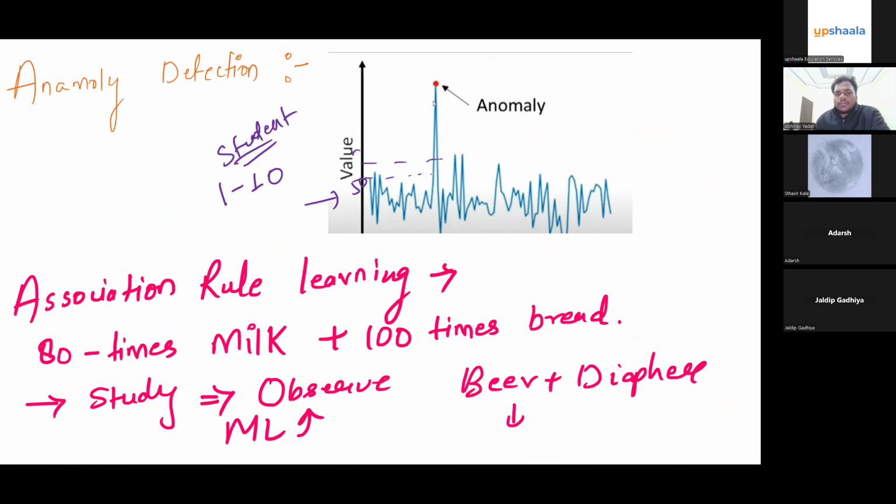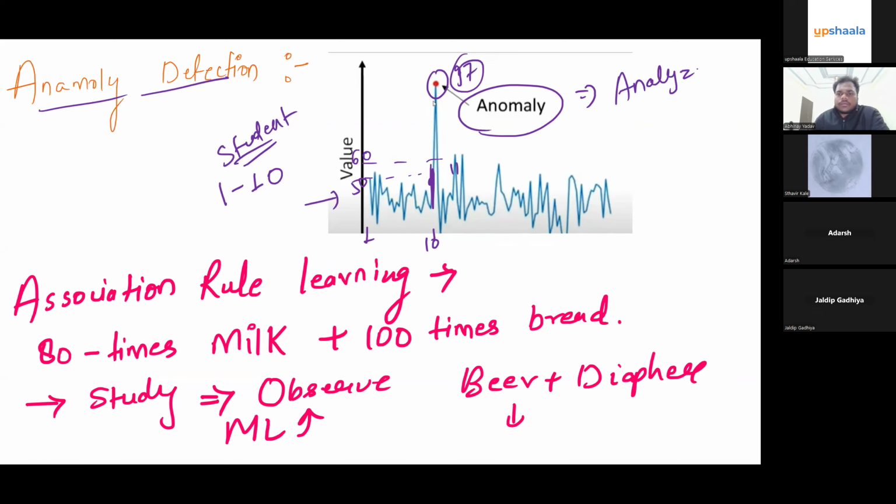This is your 50, this is your 60. From 1 to 10th class, he was getting marks in this category, and suddenly in the 11th class he gets 97 marks. So this kind of situation is known as anomaly detection, and that can basically be analyzed with the help of unsupervised machine learning techniques. So this is one of the use cases of unsupervised machine learning.